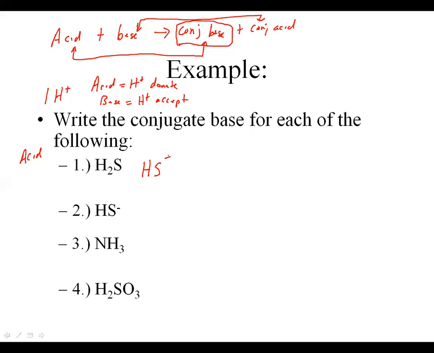Now, continuing down to the next one, which is HS minus, since this is still an acid, we're going to donate that H plus. And when we do that, we would be left with just a sulfur. And again, with the plus gone, it becomes one more negative. So it goes from minus one to minus two because of the plus that's lost there. Again, every time you lose that plus, you become one more negative. Any questions on those first two?